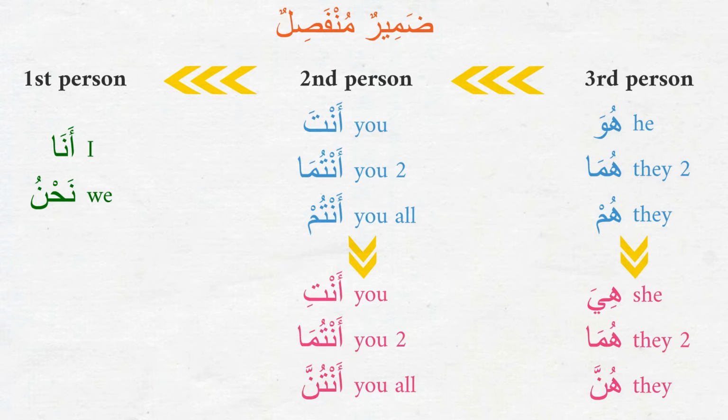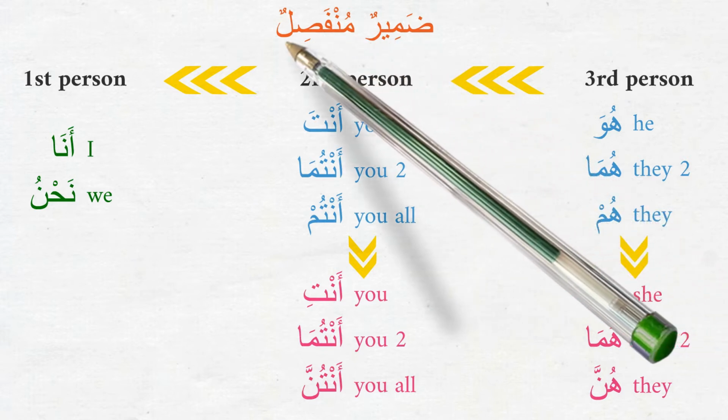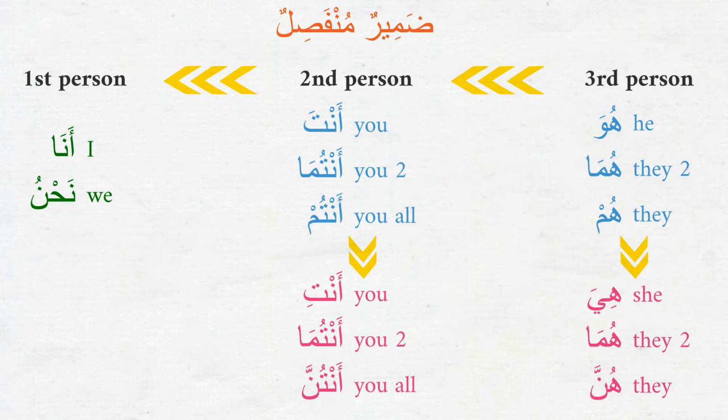So we call these ism type words dhomeer munfasil. We were first introduced to them in Part 3 of Lesson 4 and have been using a few of them already. One thing to keep in mind about these dhomeers is that they come in place of marfu' ism only.